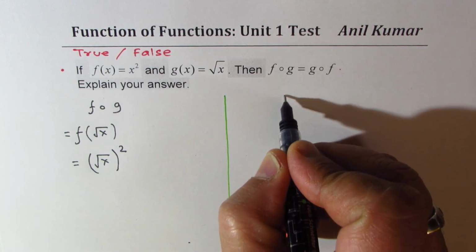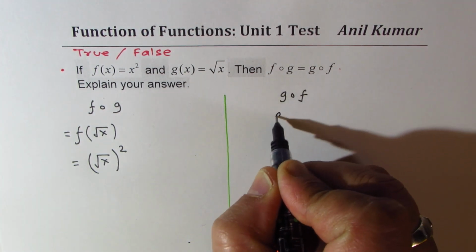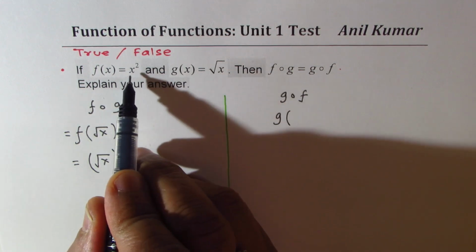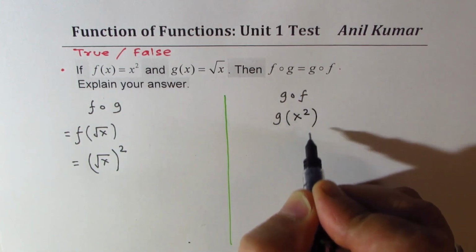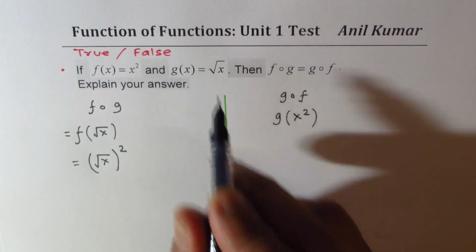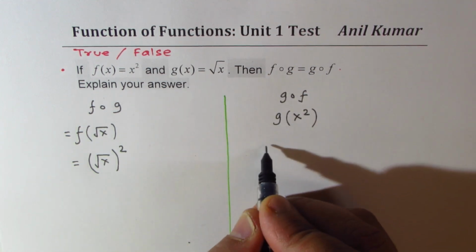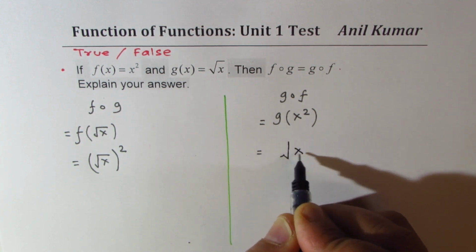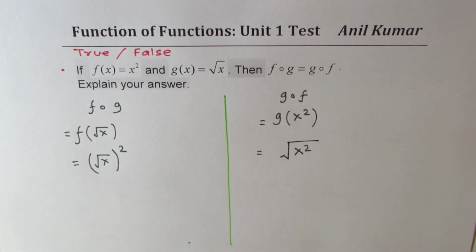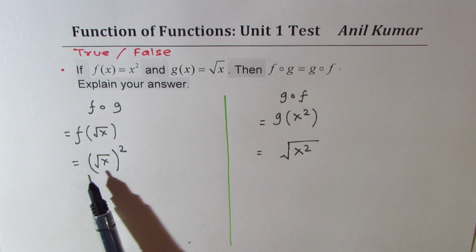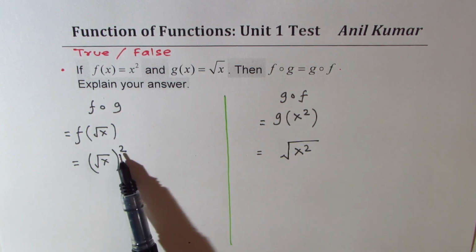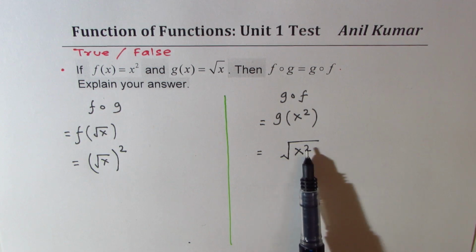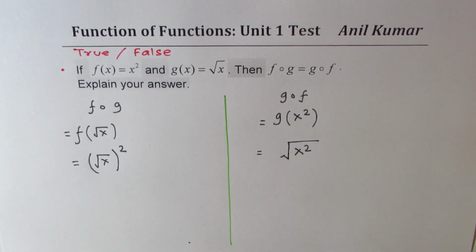Okay, now here let's look into g of f. g of f means g of x squared. Now the function g of x is square root of x, so it will be equal to square root of x squared. So that is g of f. Now, are these two things the same or not? That is what you have to decide. What is square root of x squared equal to, and what is x squared square root equal to, right?